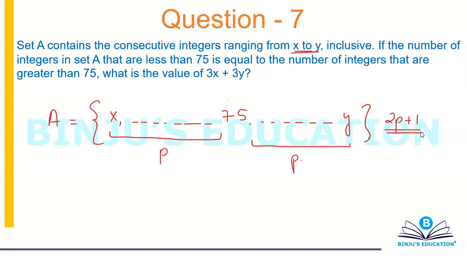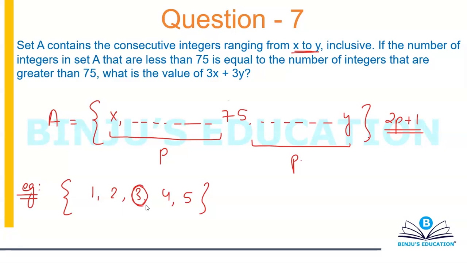The number of integers in set A which are less than 75 is equal to the number of integers that are greater than 75. What is the value of 3x plus 3y? Okay, let me give you one example of consecutive integers. Let's say I write 1, 2, 3, 4, 5. Three is the middle one, so you have 2 integers less than 3, and 2 integers greater than 3.